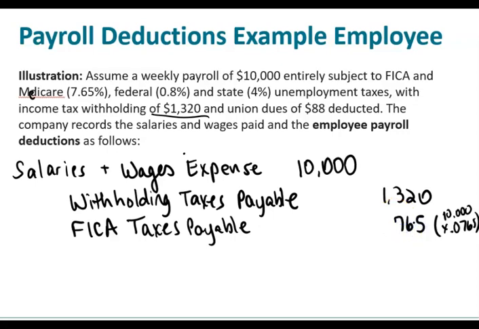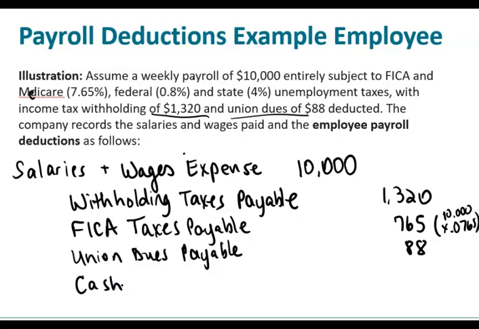The company is withholding union dues on behalf of the employee. So we need to record union dues payable of $88. And now the difference is the cash, the payment that's actually made to the employee. This is their paycheck, right? So $10,000, subtract out the $13.20, the $765, and the $88, these 3 withholdings, and we get the amount of the cash payment to the employees, $7,827.